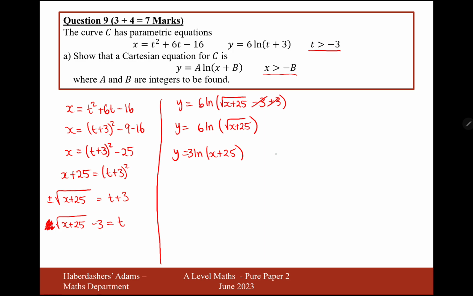So it's going to become 3 ln (x plus 25). And for the domain, I need x to be bigger than minus 25 because I don't want to have a negative inside the ln. So there we are: A is 3, B is 25.